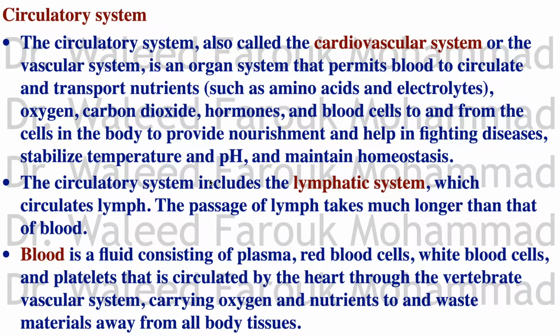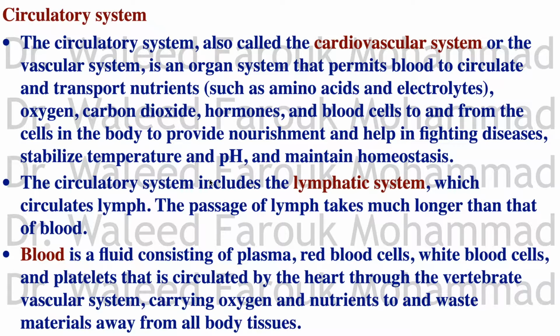It provides nourishment and helps in fighting diseases, stabilizes temperature and pH, meaning the level of hydrogen in blood, and maintains homeostasis, the general condition of the blood or of the body as a whole. The circulatory system, as mentioned earlier, also includes the lymphatic system, which allows for the circulation of lymph, and the circulation of lymph takes much longer than that of the blood.